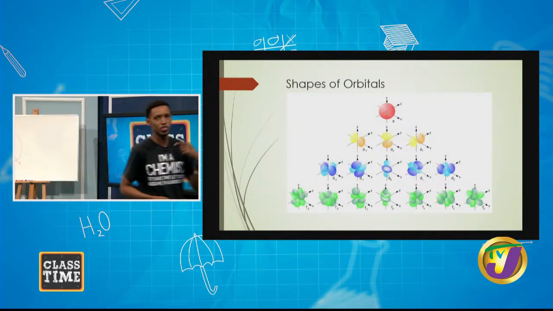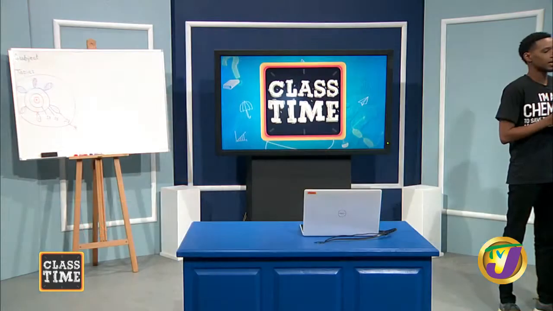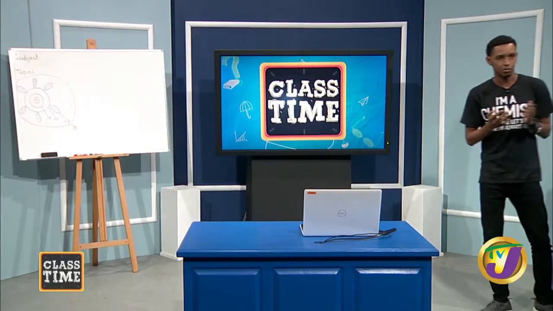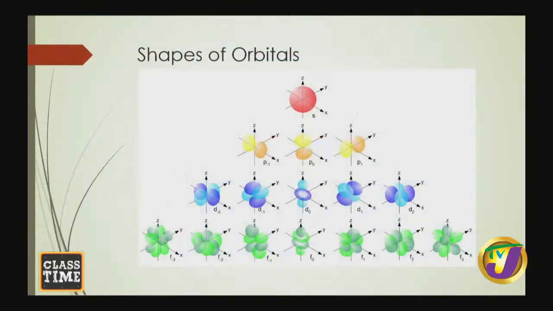The s orbital is spherical in shape, as you can see, and it holds a maximum of 2 electrons. The p orbital, on the other hand, there are 3 of them. Each p orbital can hold a maximum of 2 electrons. And since there are 3 of them, all 3 p orbitals combined can hold a maximum of 6 electrons.